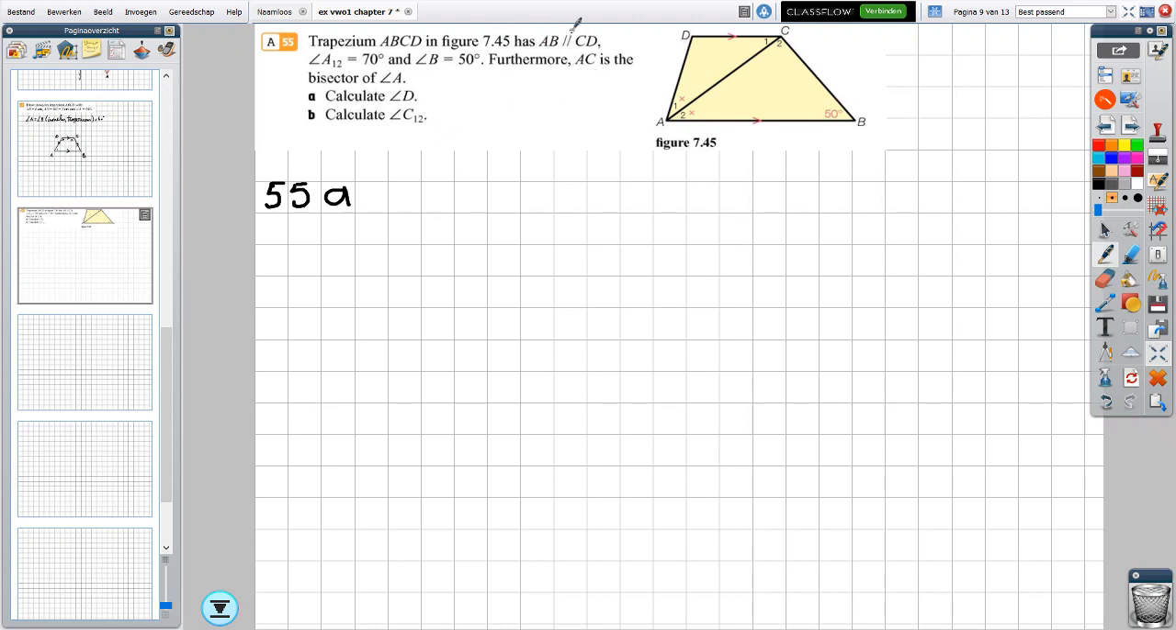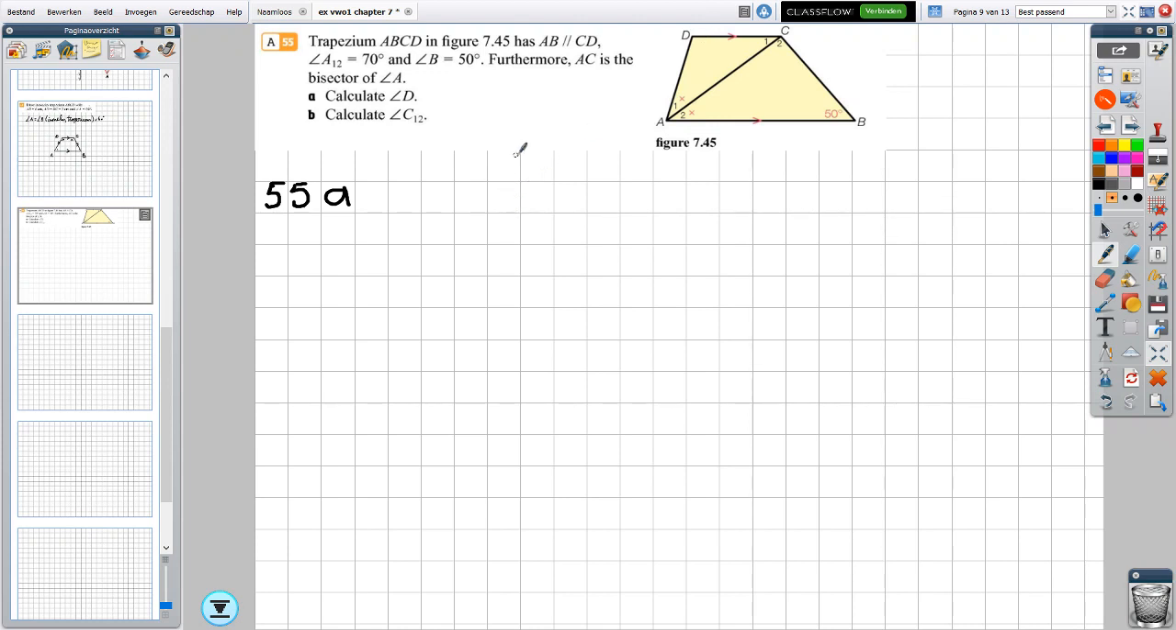So they give us AB is parallel to CD, which is for us a sign that I think there is a big chance that we have to use alternate angles. Angle A12 is 70 degrees and angle B is 50 degrees. Furthermore, AC is the bisector of angle A, so that means angle A1 and angle A2 are the same. Calculate angle D, that's one here.